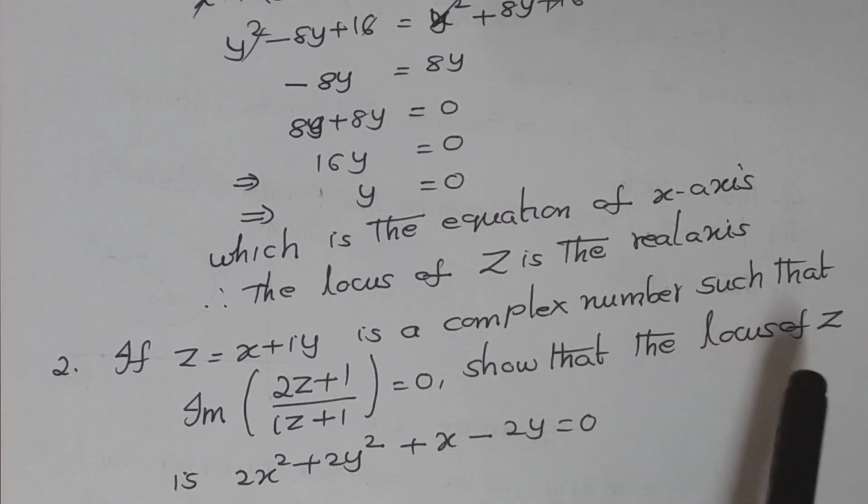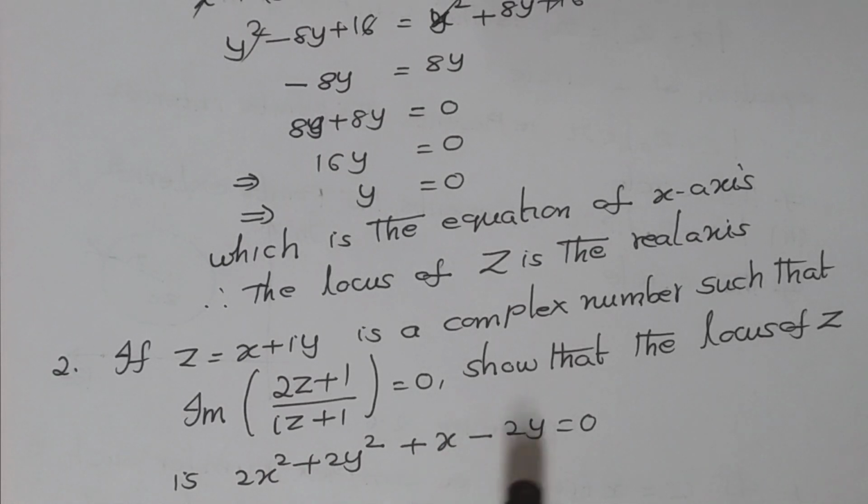Show that the locus of z, the answer itself is given, is 2x square plus 2y square plus x minus 2y is equal to 0. Okay students, so here how will you proceed, the same way as in locus problems, z is equal to x plus iy. Then you consider whatever is present inside the bracket, you simplify, you will get a complex number. In that you take only the imaginary part, because they ask for the imaginary part. If they ask for the real part you make it 0.